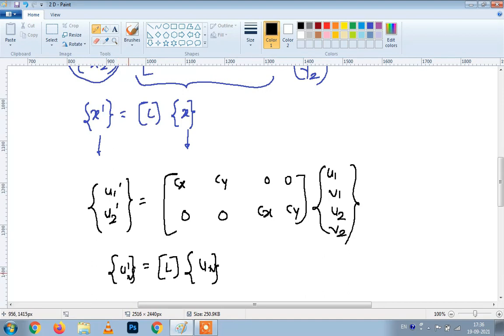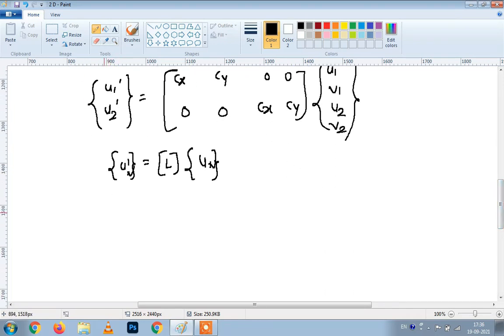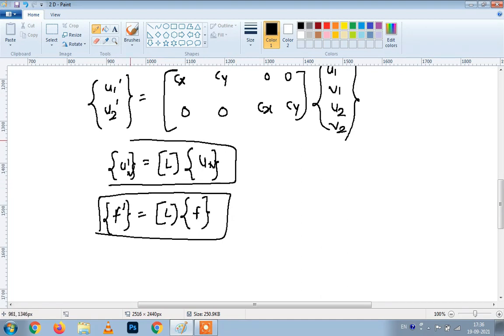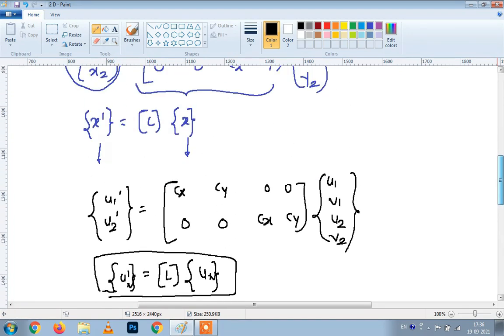Similarly, the same relation can be repeated for the force vector. The element load vector in the local coordinate system, F dash, is equal to L into the element load vector in the global coordinate system, which is indicated with F. So these three relations are important, because based on these relationships we will now see the element stiffness matrix in the global coordinate system.